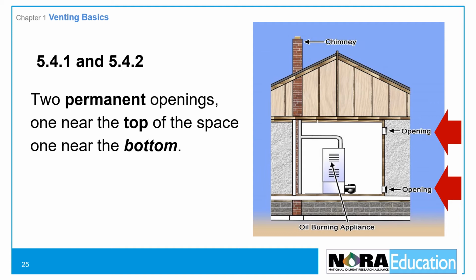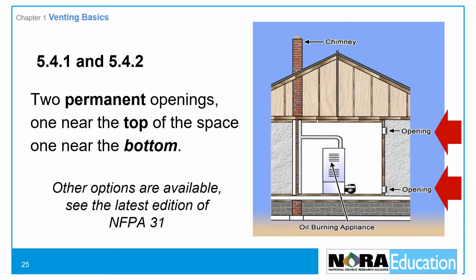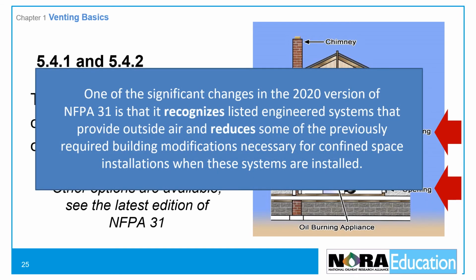For more information, reference the current version of NFPA 31 and the version recognized by the local authority having jurisdiction. As technology changes, NFPA guidelines can also change. One of the significant changes in the 2020 version of NFPA 31 is that it recognizes listed engineered systems that provide outside air and reduces some of the previously required building modifications necessary for confined space installations when these systems are installed.